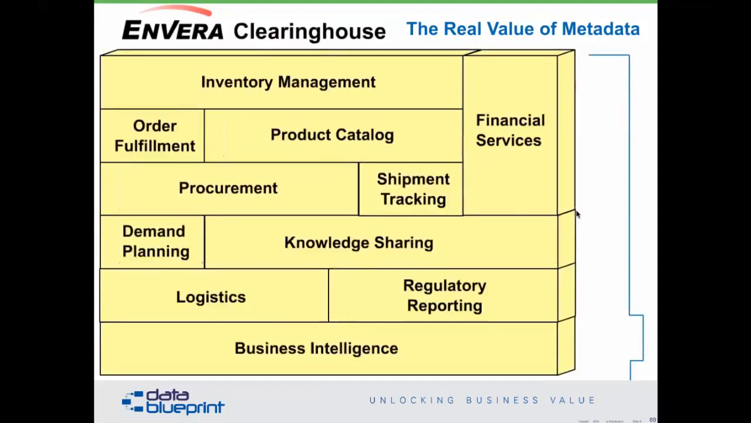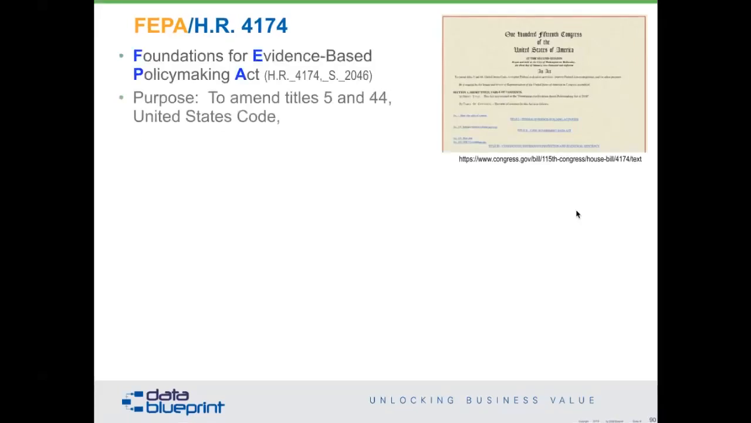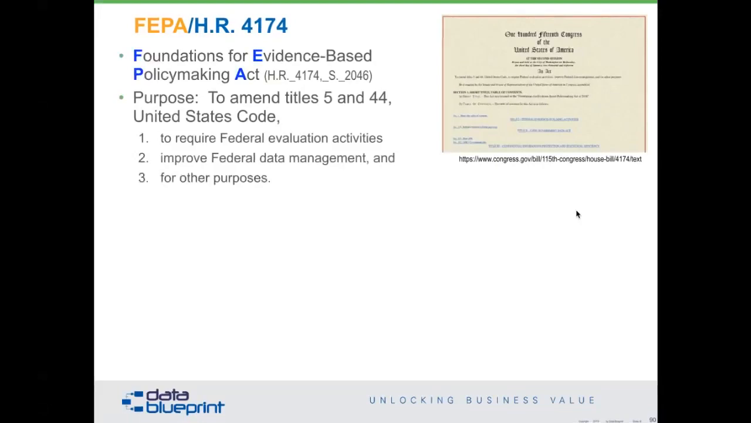Now, we should pay attention to metadata for a couple of reasons, but one of them is, especially if you work in the federal government, a brand new law. Now, this is a really interesting thing. While the government was shut down last year, some of you remember that, the U.S. government was shut down last year, this bill popped out on January 14th. It was kind of interesting. And what does this bill do? Well, it requires federal evaluation activities and improves federal data management, yay, and of course some other stuff too, right?